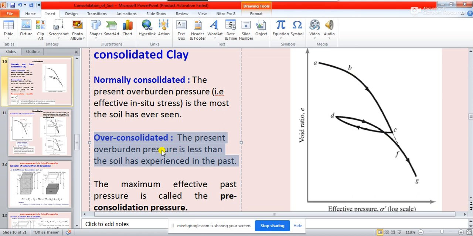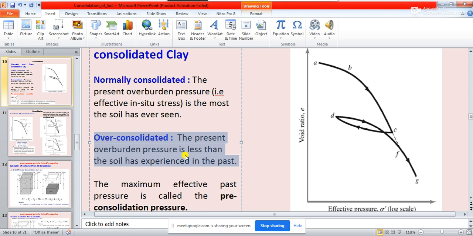Over consolidated clay means the present overburden pressure. That means presently the clay is in a state where the overburden pressure of the clay is less than what the soil has experienced in the past. That means in the past, let's say, the soil was under an overburden pressure of 100 kilonewton per meter square.